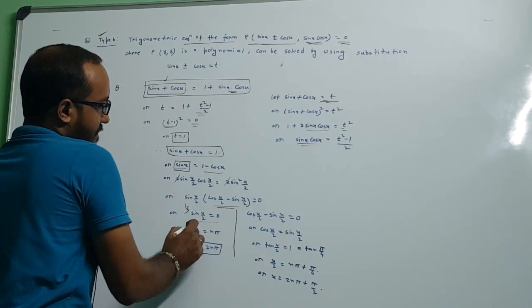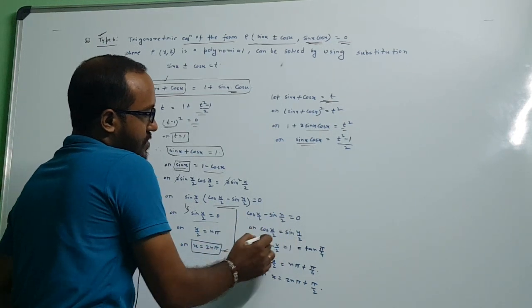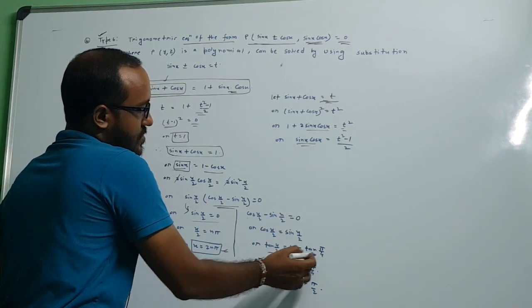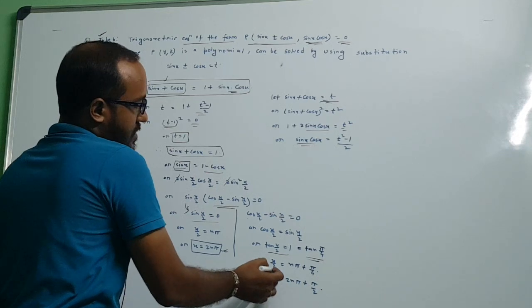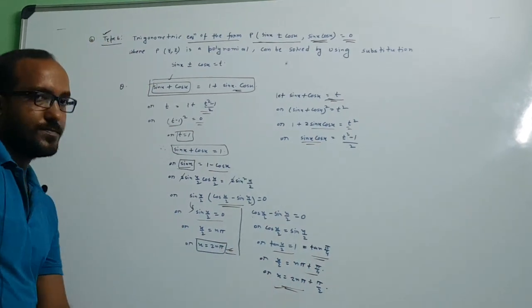Sin x by 2 equals sin alpha, so x by 2 equals n pi, so x equals 2n pi. Cos x by 2 equals sin x by 2, so tan x by 2 equals tan alpha, x equals n pi plus alpha. So this is our solution.